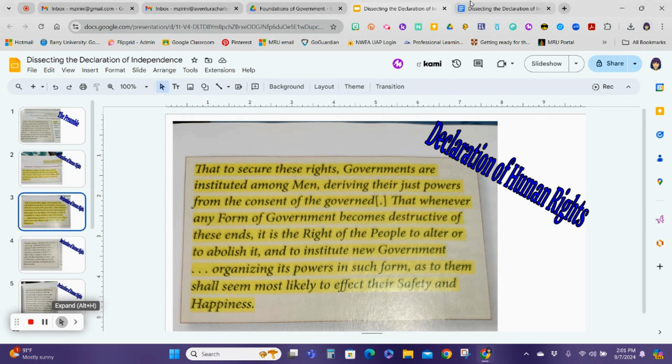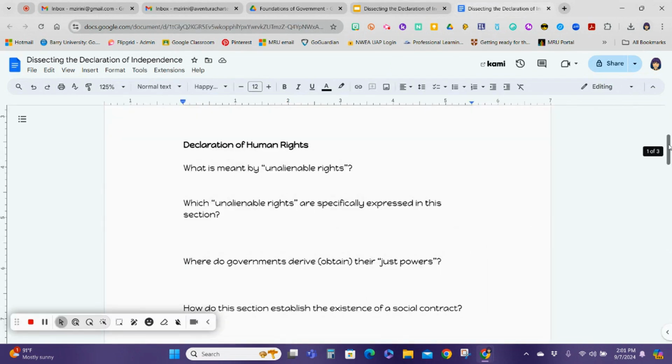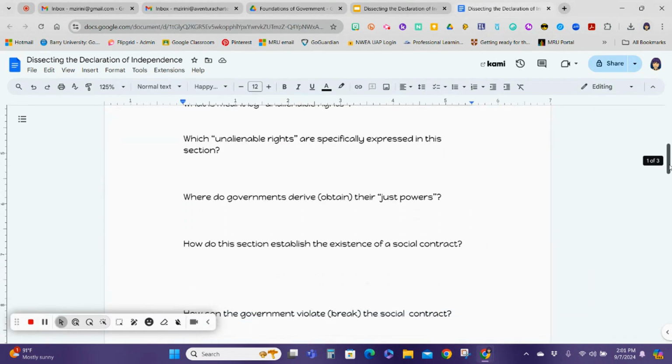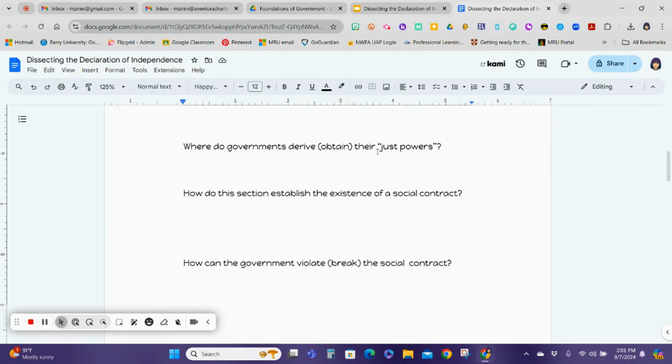So further on, they explain that these governments that are created by people obtain their power from the consent of the governed, right? It's from the people agreeing to follow the laws of these governments. So from the consent of the governed, governments obtain their powers.